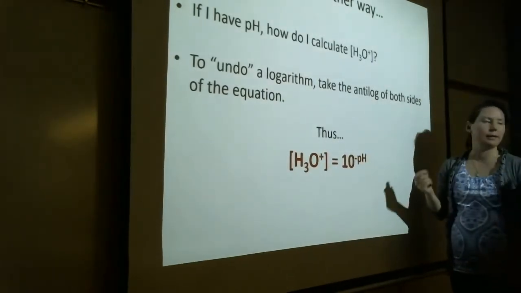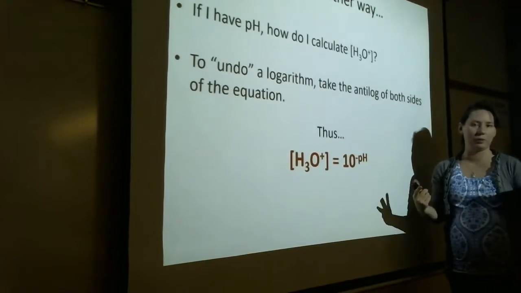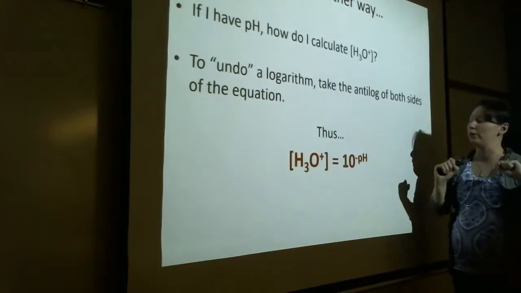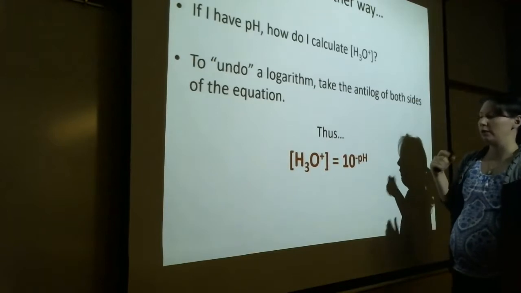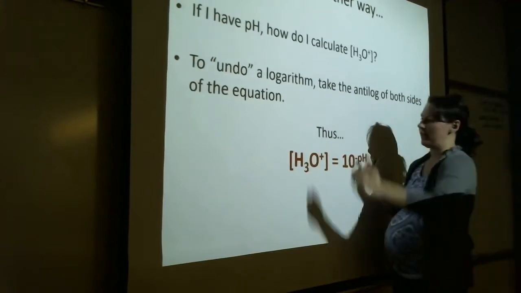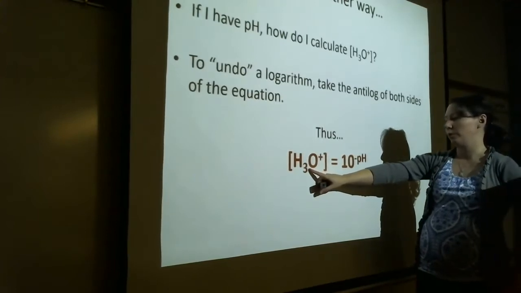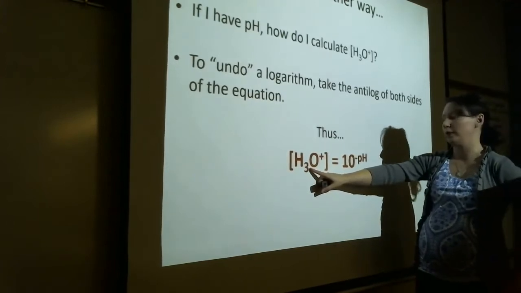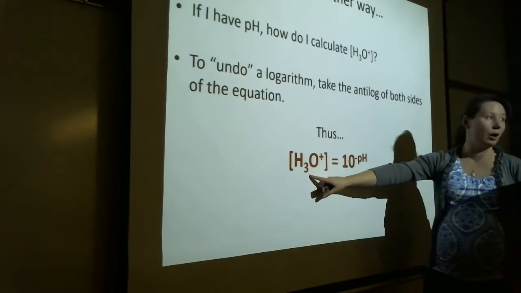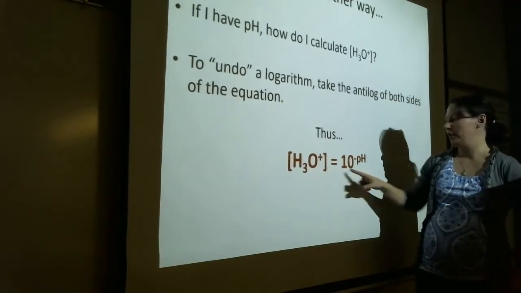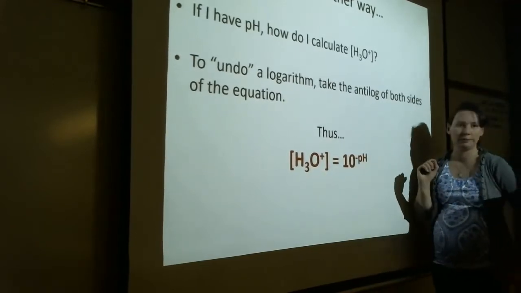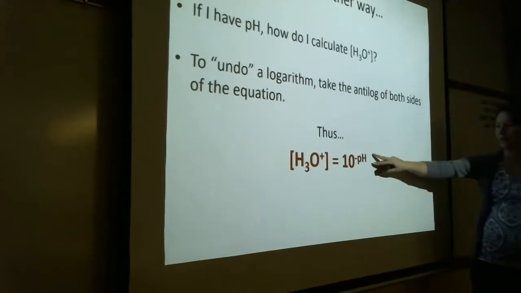Well, think about when we did natural logs, right? When we did natural logs, we said we raise both sides to the e to get rid of the natural log. To get rid of a logarithm, we'd raise both sides to the 10, okay? So if I've got pH and I want to know the concentration of hydronium, it's just 10 to the negative pH. Okay, just 10 to the negative pH.